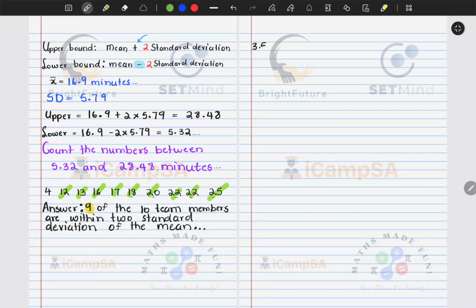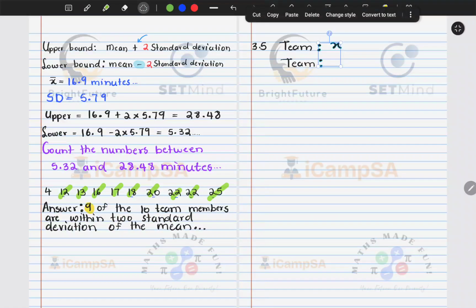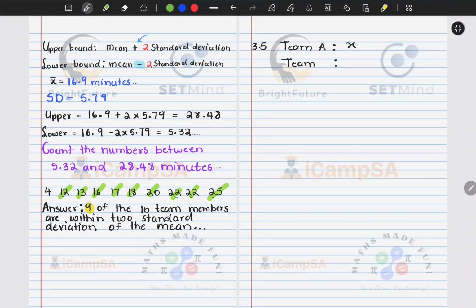So it means we had one team that took x amount of time, and we had another team, let's call it team A and B, that took x plus 1. So this is team A. Team B took x plus 5. And we are told that the mean is 18 minutes. So we are required to calculate what the x will be.